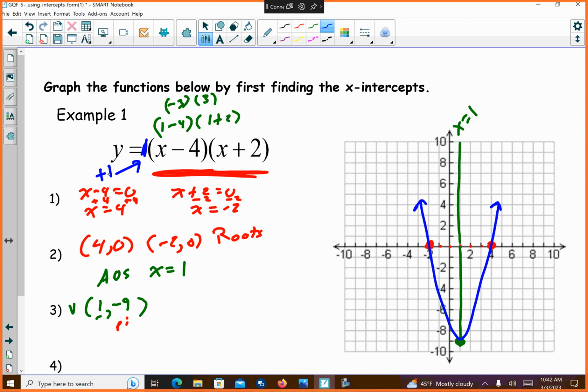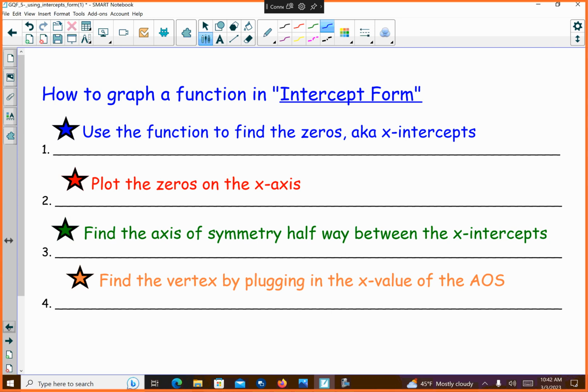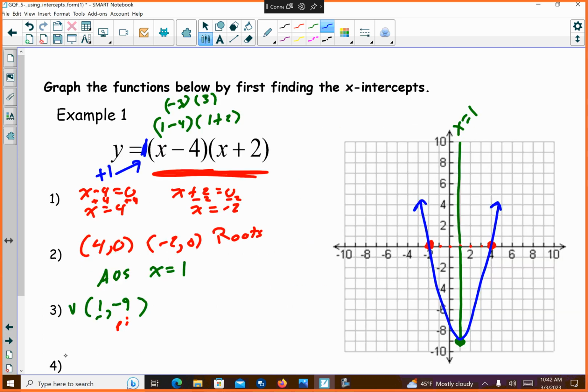Friends, may I move forward? Anyone need more time? Am I gonna do number 4? Oh, I forgot what number 4 was. We did number 4. Number 4 was the vertex. Number 3 was the axis of symmetry, I think.